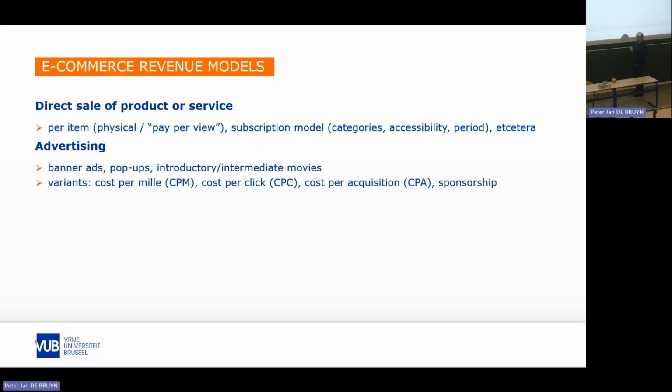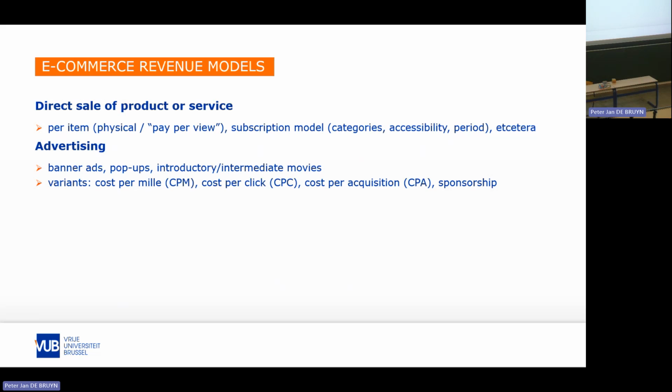You have the cost per mil, or the CPM, the typical way where you as a platform charge your advertiser per 1,000 times that the item they want to show, the message they want to spread, is seen by people on the platform. So it depends on how many times customers actually see what's there on the platform. You have a cost per click model where you charge the advertiser per amount of times that your advertisement is being clicked.